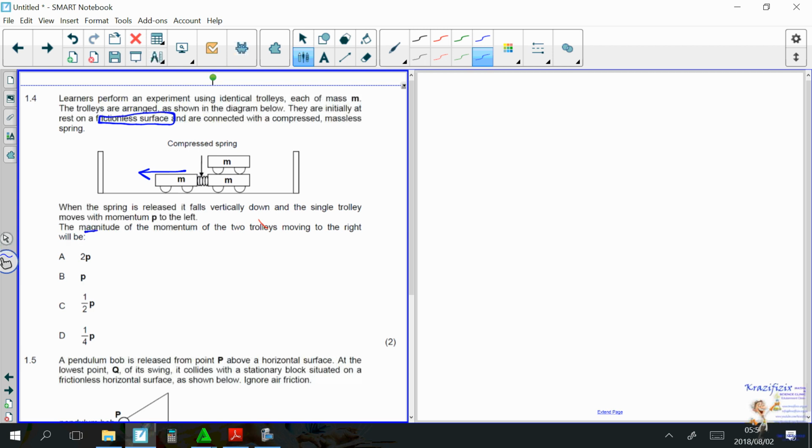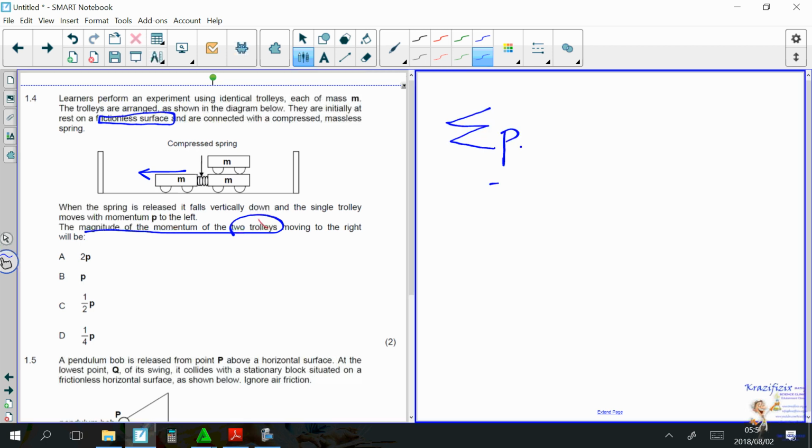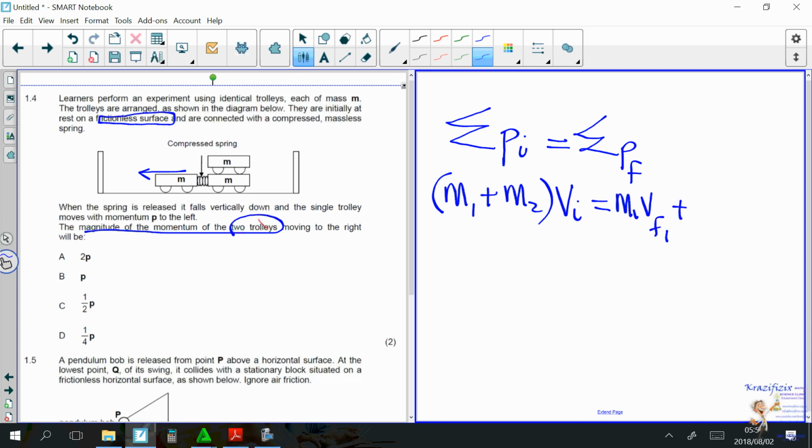The magnitude of the momentum of the two trolleys. Okay. Now, what do we need to think about here? The law of conservation of linear momentum. All right. The law of conservation, which says that the total linear momentum before should be equal to the total linear momentum after. So let's expand this bracket. Now these objects are together, so I can say m1 plus m2 with the same velocity because it's one object. It's separate here, m1 vf1 plus m2 vf2.